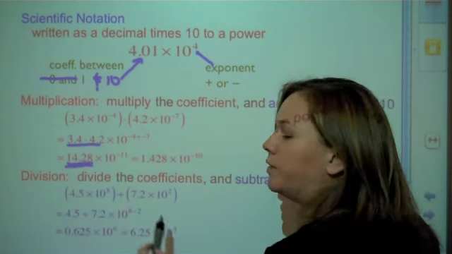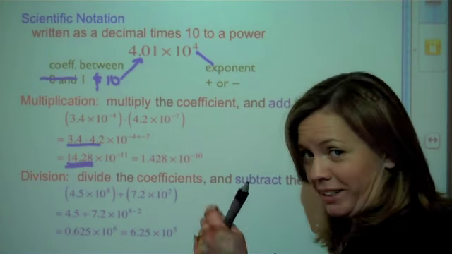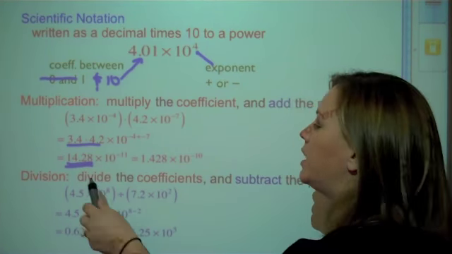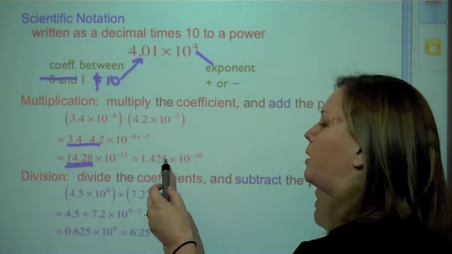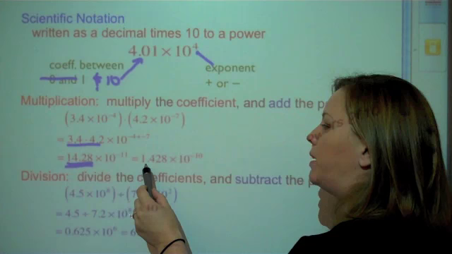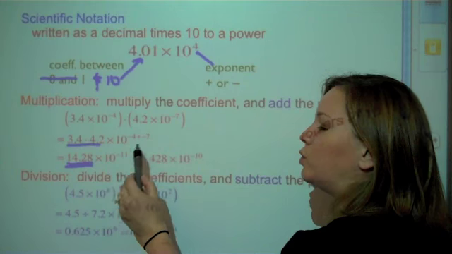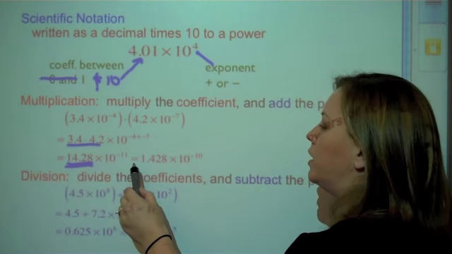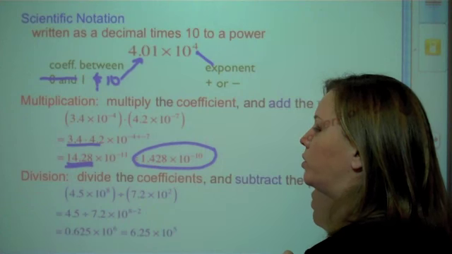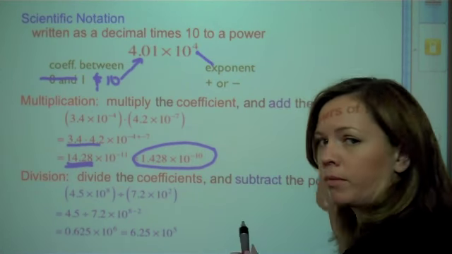Remember I said that that coefficient had to be a number between 1 and 10? That's what I really said. And that's not a number between 1 and 10. So what we have to do is move the decimal point and make that 1.428. But since I moved the decimal place, I need to increase the exponent by 1. So our final answer will be 1.428 times 10 to the negative 10.